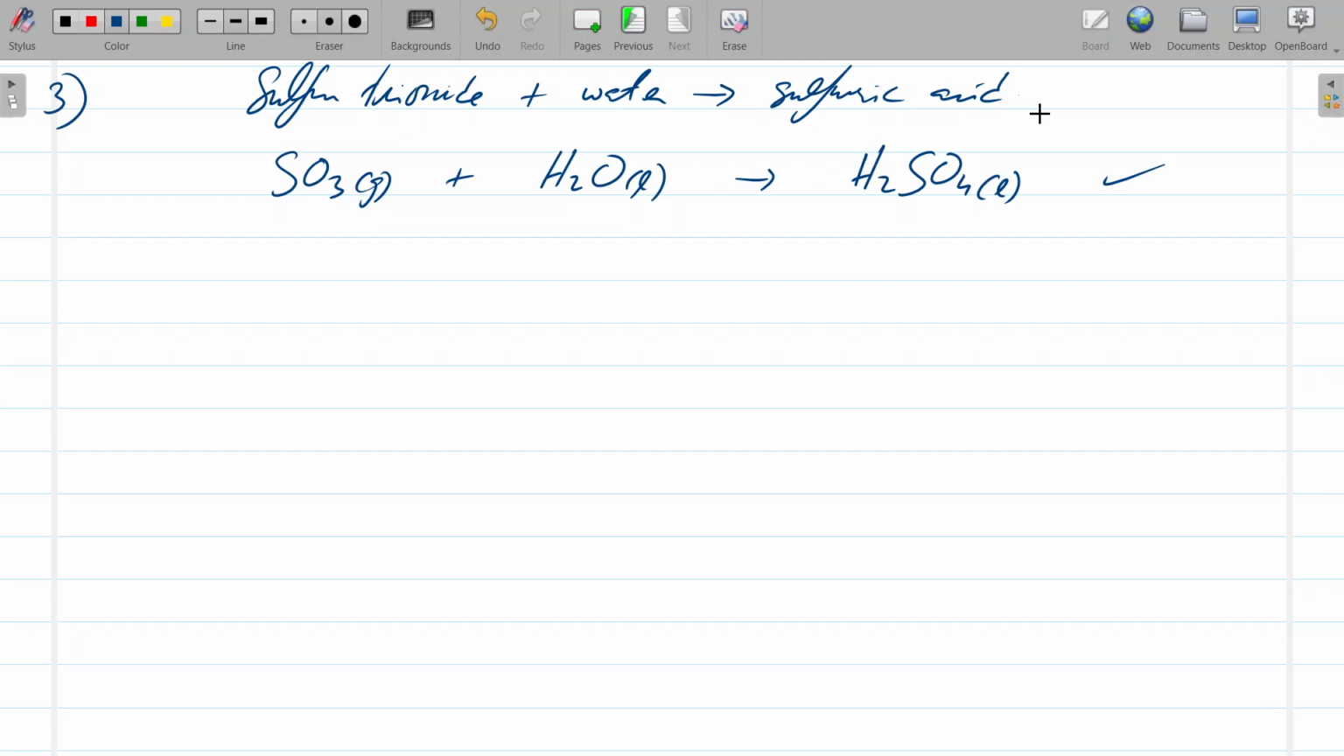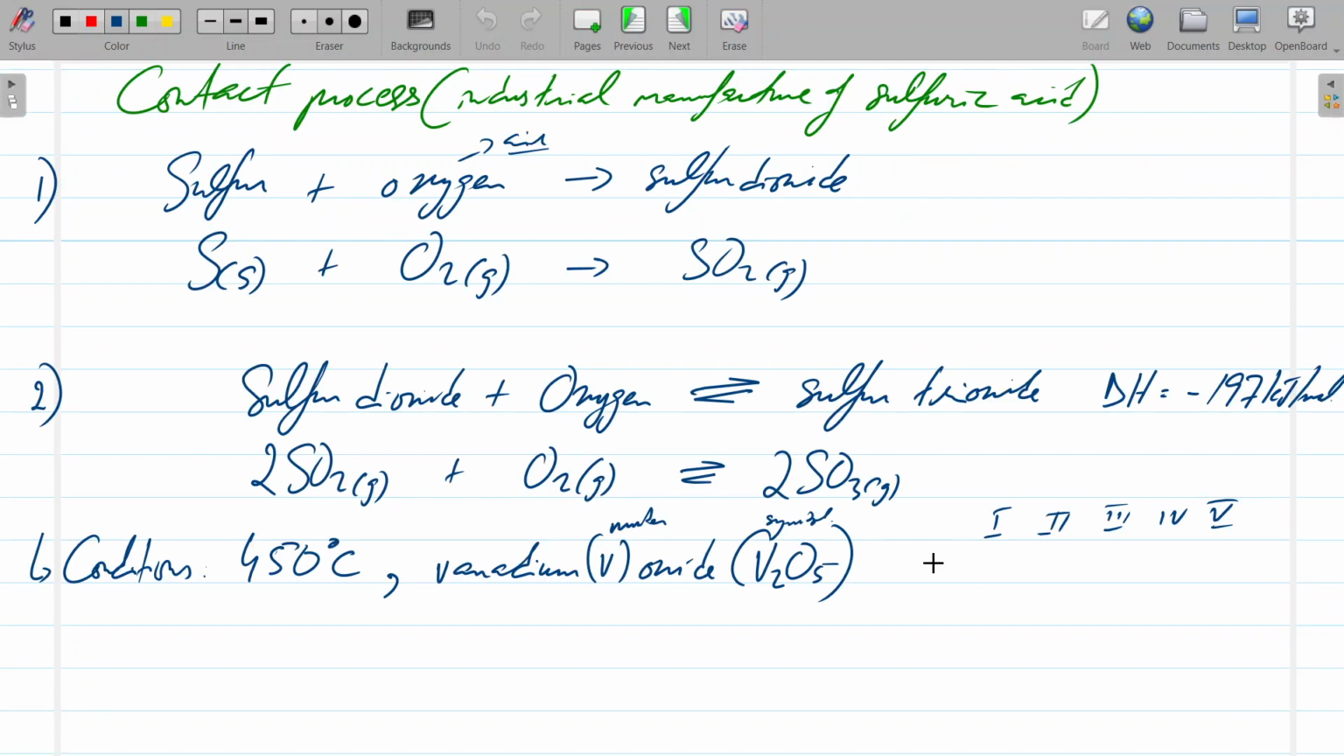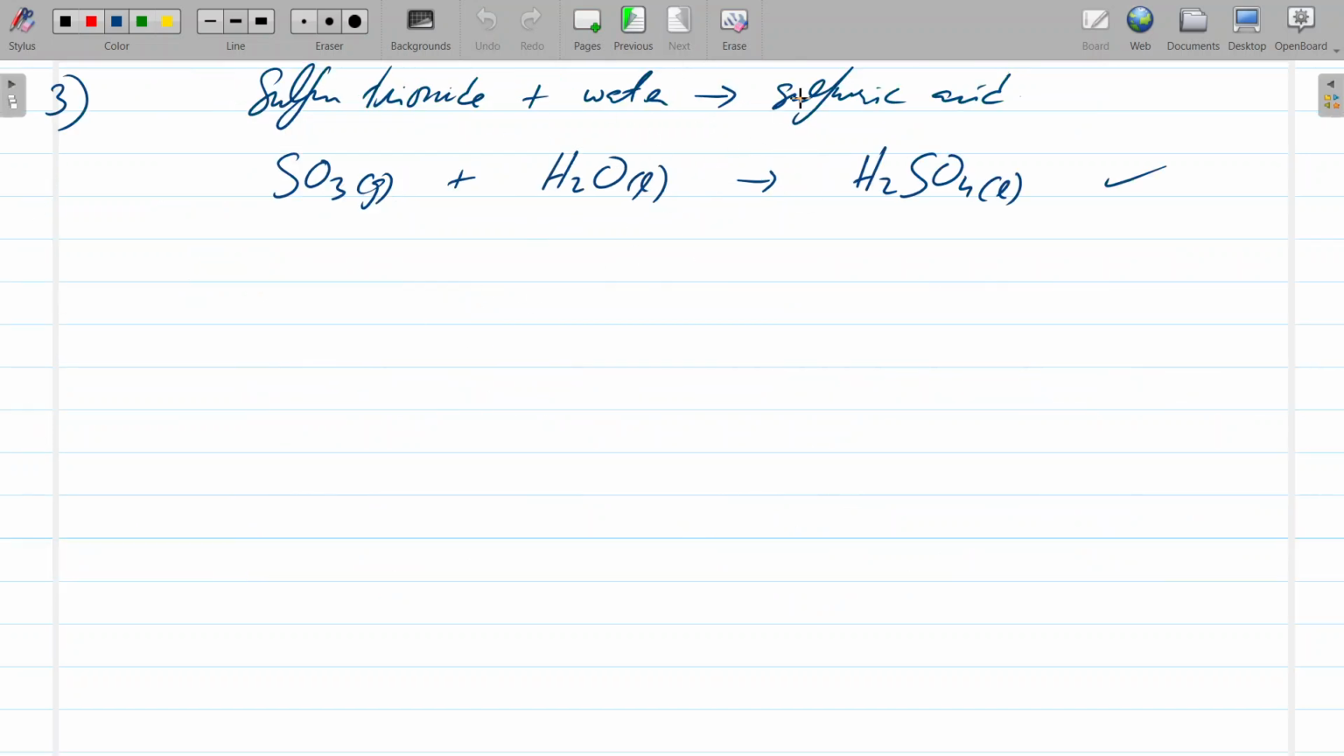And the conditions for this: it's 450 degrees centigrade, as I mentioned. You're using vanadium 5 oxide, and 200 kilopascals is the pressure. So these are the conditions for the entire reaction, all of it.